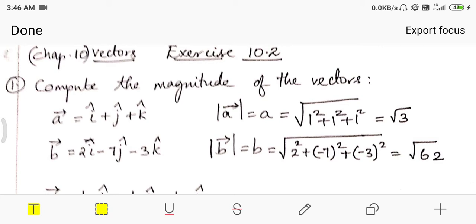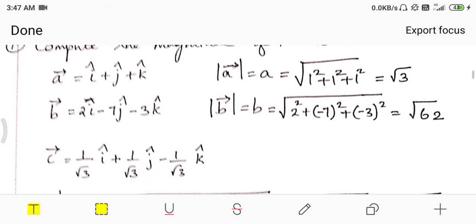Next, b vector 2i cap minus 7j cap minus 3k cap is given there. Magnitude of b vector equal to root of 2 square plus minus 7 the whole square plus negative 3 the whole square. 7 square is 49 plus 4 plus 9 gives 62. Okay, root 62 is the answer.